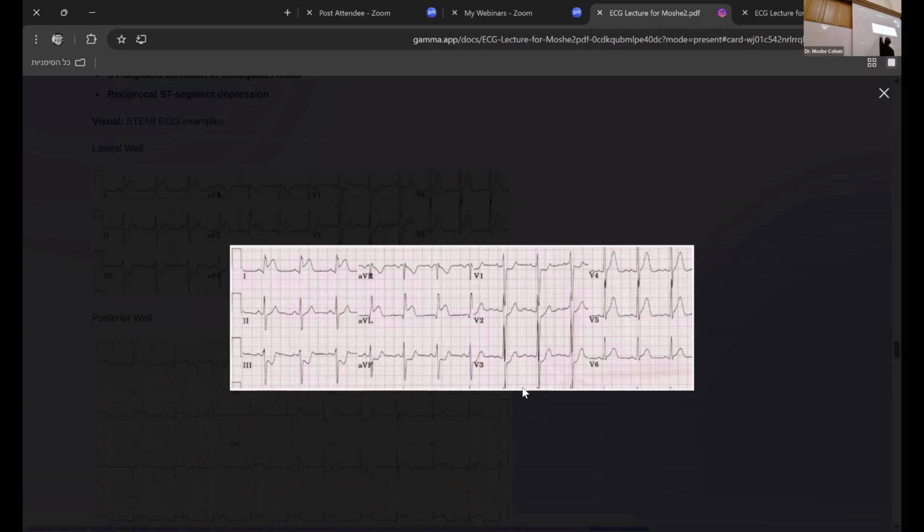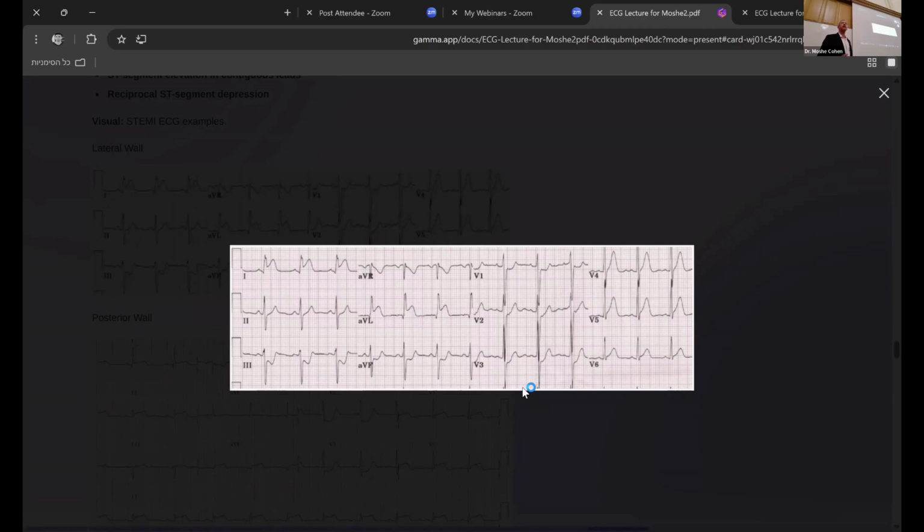Let's see. Let's take this one to the starting point because it's right on the line. So 300, 150, 175. It's around 80. Okay. So this is a normal heart rate. What about the rhythm? Sinus, not sinus? Yes, sinus. Do you see a P wave before every QRS? So this is sinus rhythm. You see PQRS, PQRS, PQRS. So we have normal rate, we have normal rhythm.